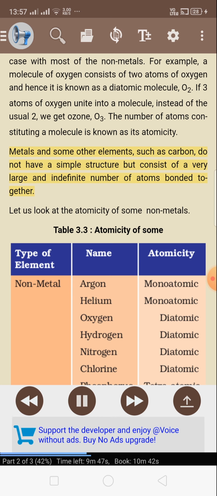Metals and some other elements, such as carbon, do not have a simple structure but consist of a very large and indefinite number of atoms bonded together. Let us look at the atomicity of some non-metals. Table 3.3, atomicity of some non-metals.